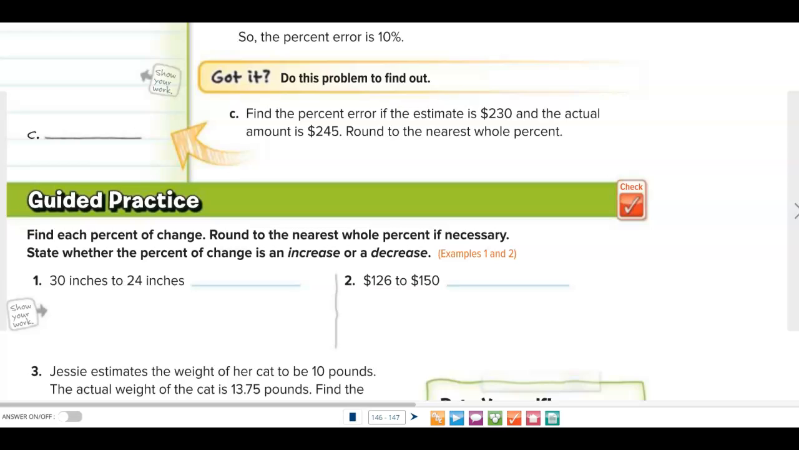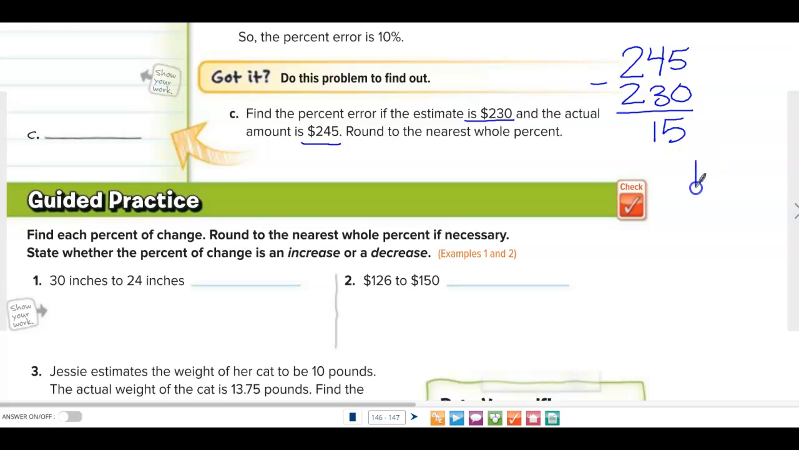Okay, so got it, C. Find the percent of error if the estimate is 230 and the actual amount is 245. Round to the nearest whole percent. How do I figure out the amount of error? Good. I subtract 245 minus 230. What do you get? 15.